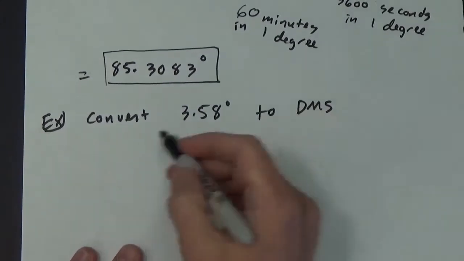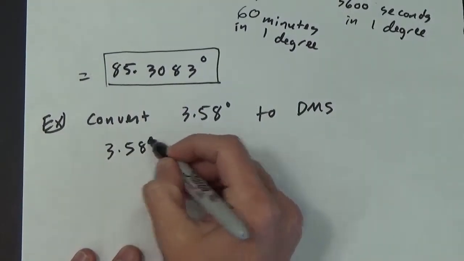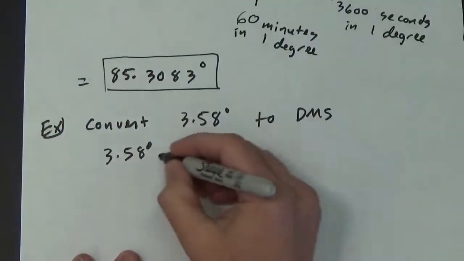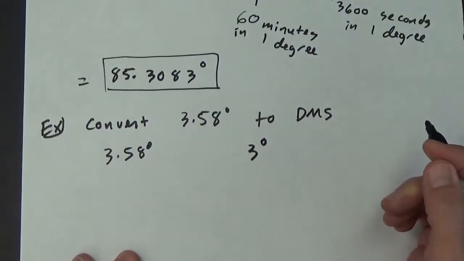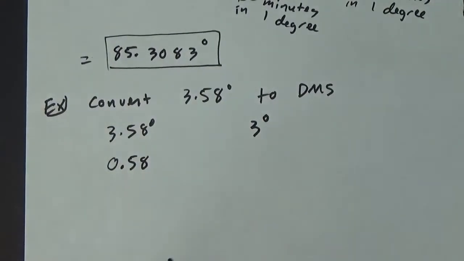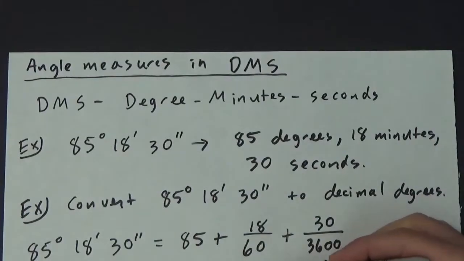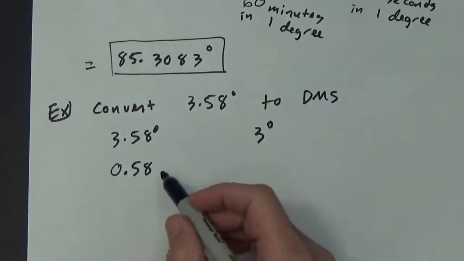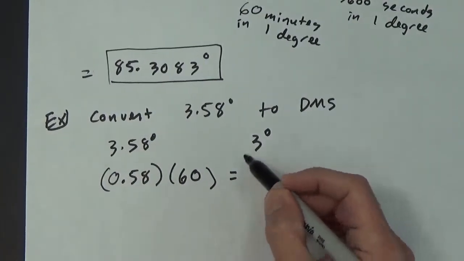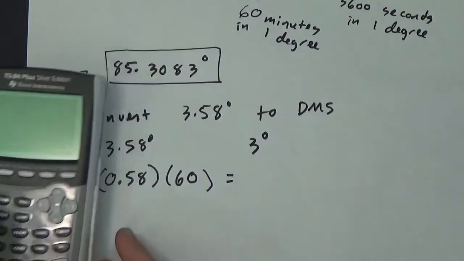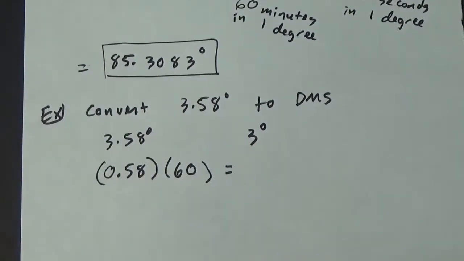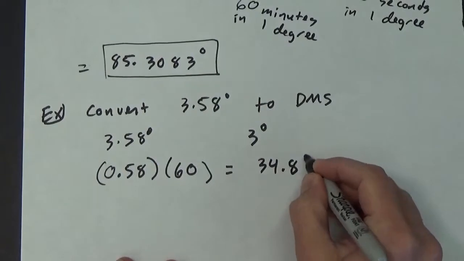All right, so here's how it works. We start off with 3.58 degrees, and the 3 is already in degrees, so we go ahead and put that off to the side: 3 degrees. Now we're left with 0.58 degrees. Just like up here, there are 60 minutes in 1 degree. We have 0.58 degrees, so we're going to multiply this by 60. Let me get out my calculator again. 0.58 times 60 gives us 34.8 minutes.